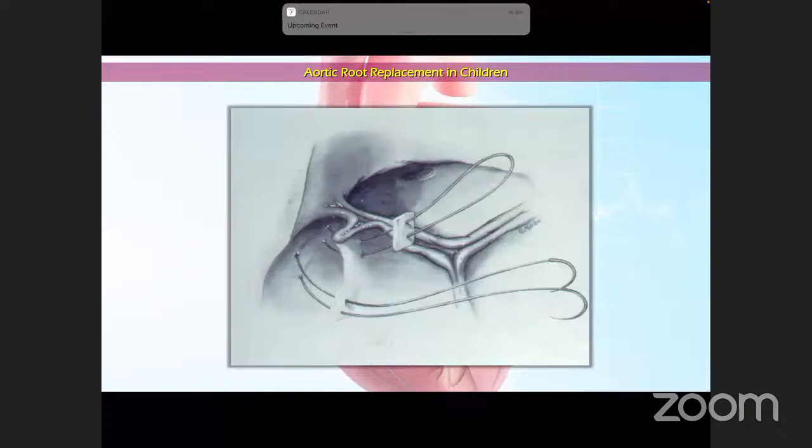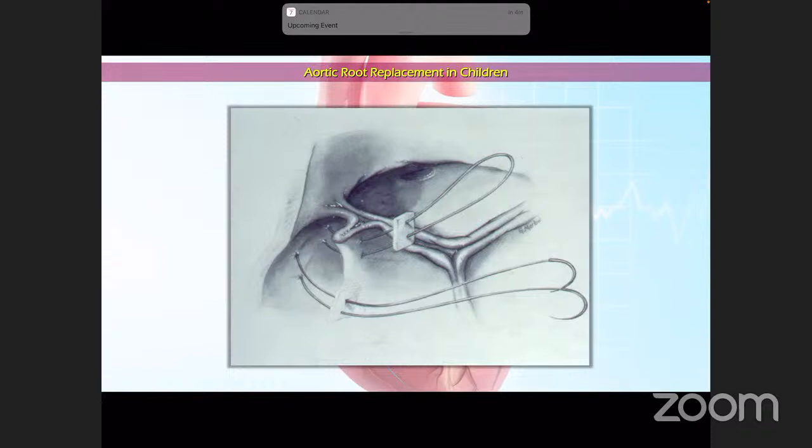Trusler described this particular technique to plicate the redundant or prolapsing aortic valve leaflet, where the prolapsing edge of the leaflet is sewn to the aortic wall with pledgeted sutures to get rid of the prolapse and make the leaflets coapt again.